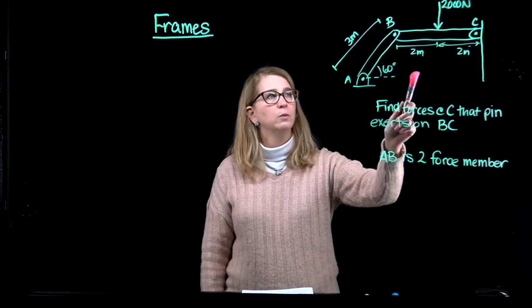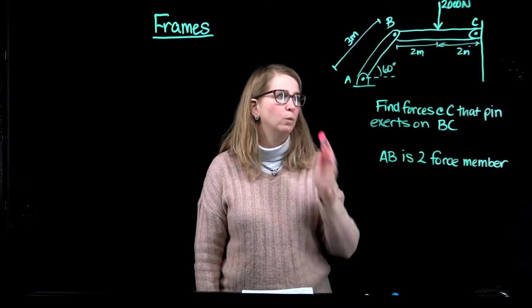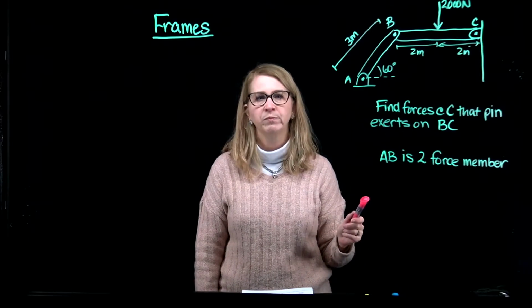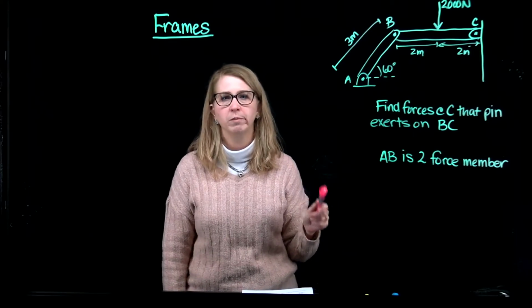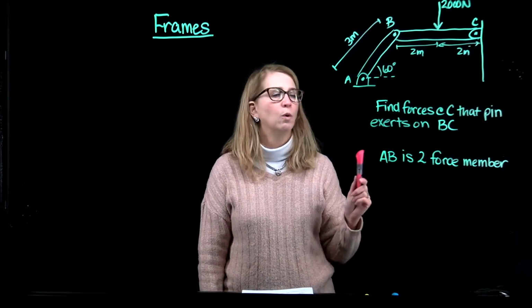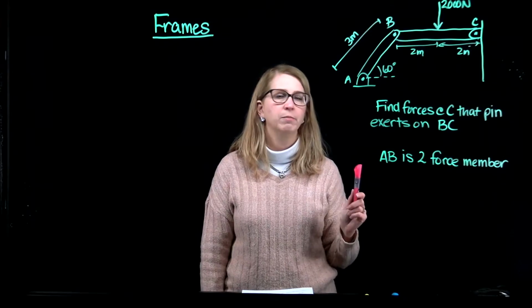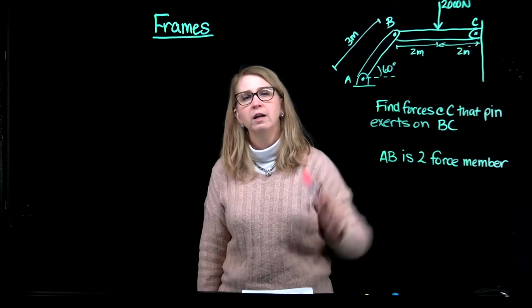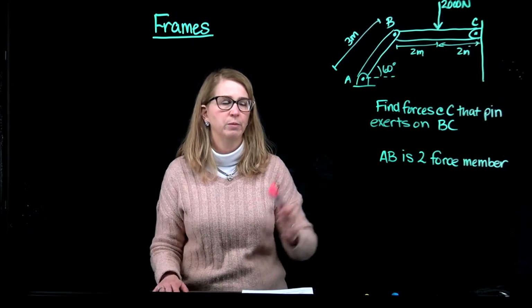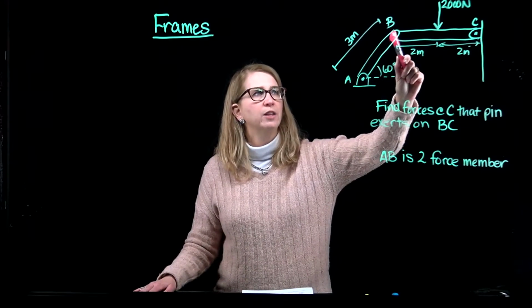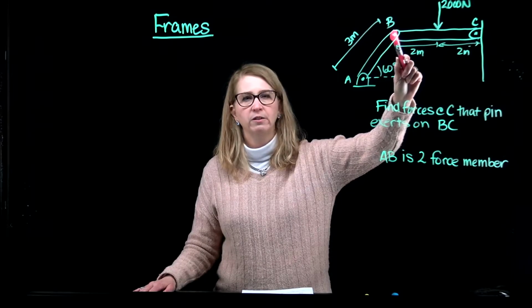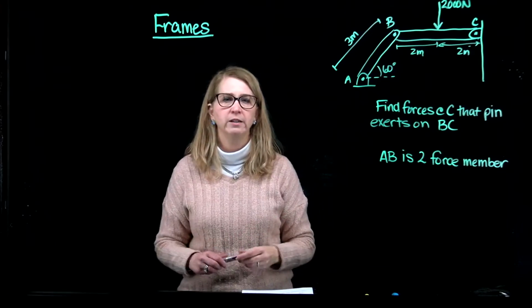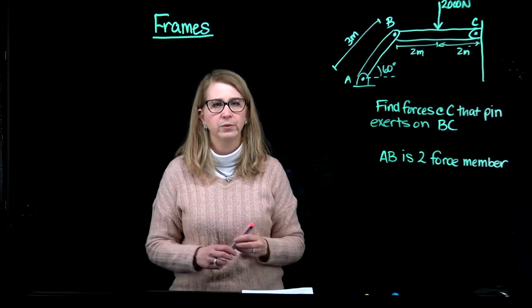So we have this frame. We're asked for a specific question. We're going to find the forces at point C that the pin exerts on member BC. We're also told to notice that member AB is still a two-force member. That's this piece right here. That actually makes things a little simpler because I can assume that the force that's exerted at this end of BC is going to be along this line instead of writing it in X and Y components.